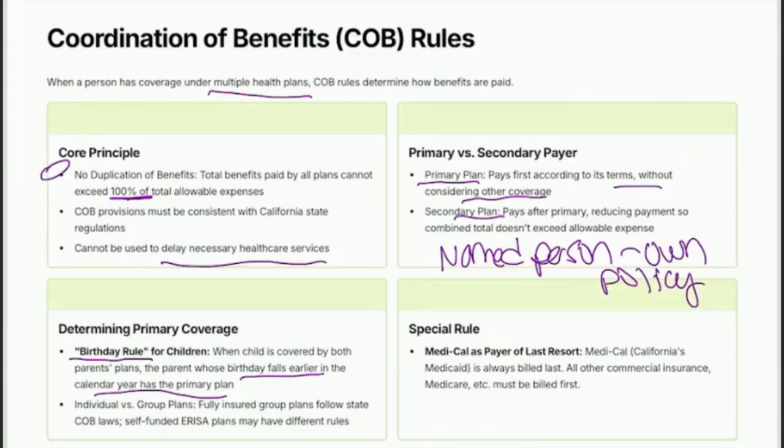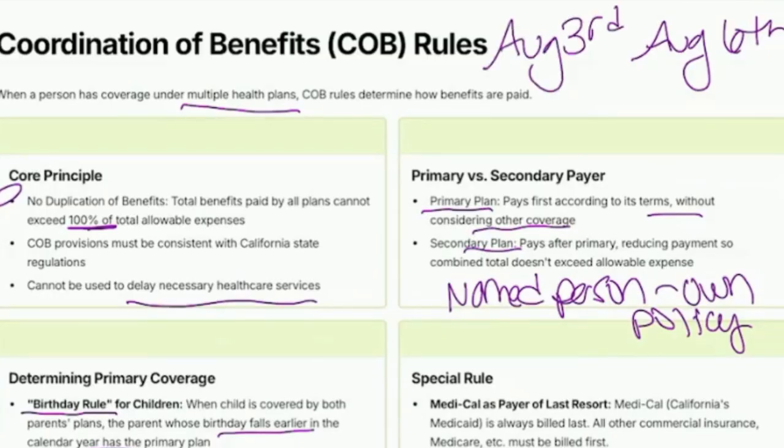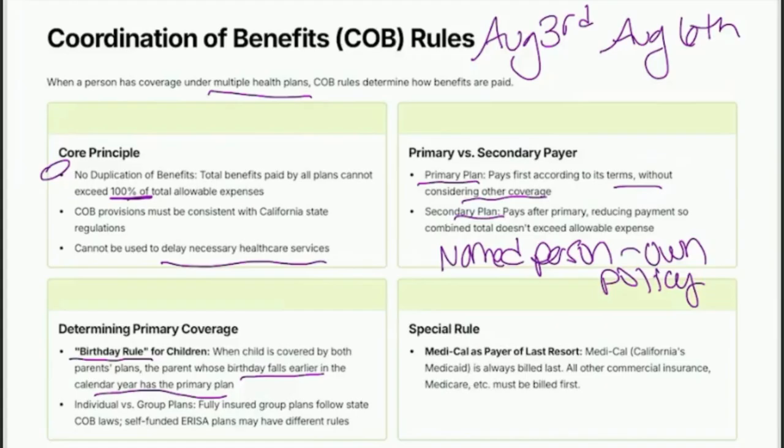So I'll give you this example. My birthday is August 6th. My husband's birthday is August 3rd. Let's say, and that's true. And we also have a son whose birthday is August 1st. But we each have our own policies, right? Me, husband. If something were to happen to me, my policy is going to pay first, right? Something happens to my husband, his policy is going to pay first.